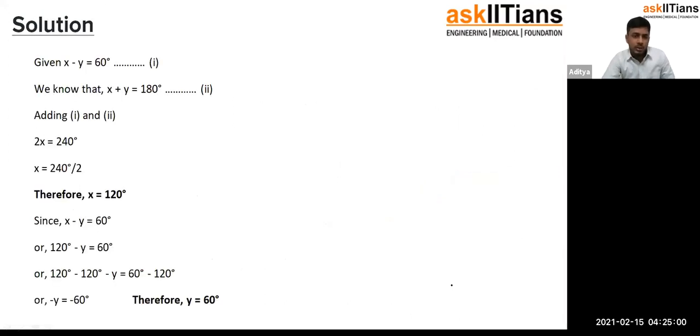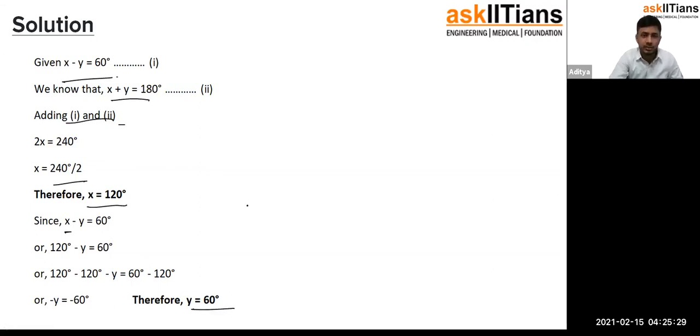Let us now have a look at the solution also. x minus y equals 60 degree, given. x plus y equals 180 degree, because it is a linear pair. Adding equations 1 and 2 basically means adding equals to each other, then the wholes will also be equal to each other. So doing that, we get x equal to 120 degree. Finally, we can substitute x here also. So once again, we'll get the value of y as 60 degree, right? So that's how we get to the answer.